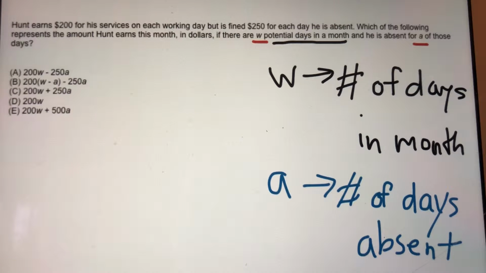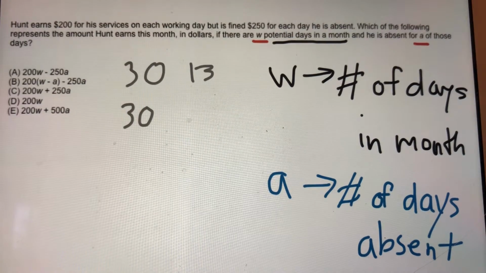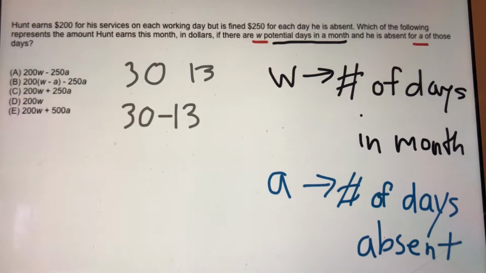Now we have the number of days and the number of days absent. But now we need to figure out how many days he's working, because he's not going to be absent all these days. So let's say there are 30 days in a month, and let's say he's absent for 13 of those days. To get the number of days working, you take 30, the number of days there are, minus the number of days absent. Essentially, this models the form W minus A, because W is the number of days you have, and A is the number of days absent.